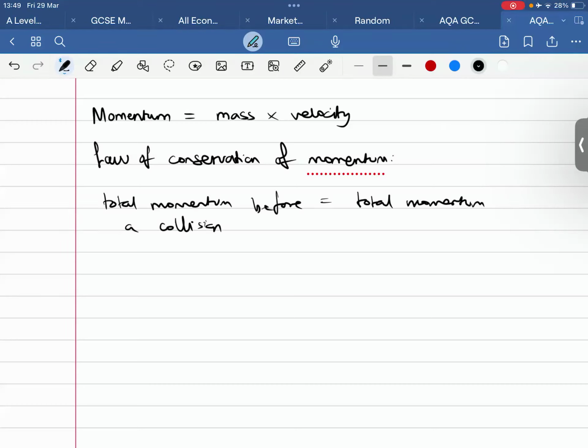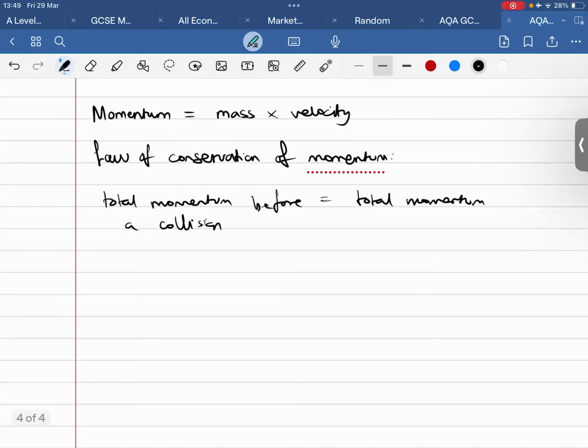Let's say one car is still and another car crashes into the back of it. The car which is still is going to gain momentum because it's going to be pushed forward, and the car that crashed into it is going to be put to a stop. So that's surely going to go down in momentum. So momentum before does not equal momentum after. The key is that total momentum before equals total momentum after.